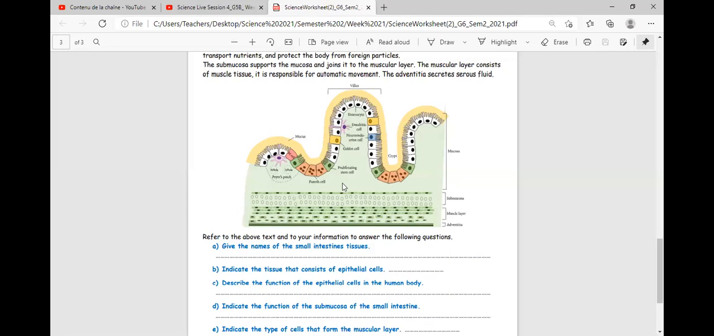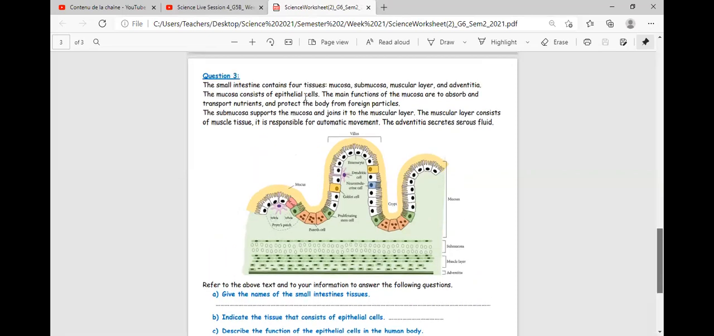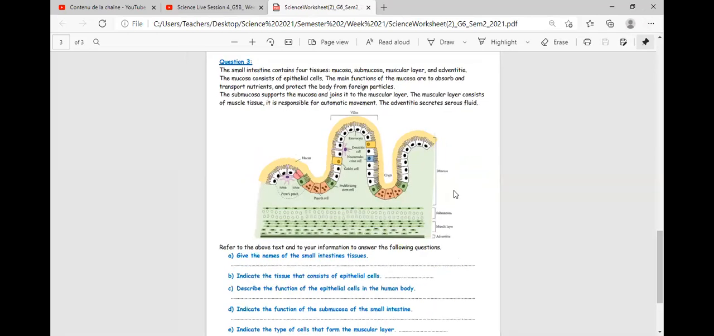Okay, yalla. What are the names of the small intestine tissues? Mucosa, submucosa. That's right. Bravo. Muscular layer. We just copy the names of the tissues from the text. Muscular layer, and adventitia. What's the name of the tissue that consists of epithelial cells? The mucosa, right. You are getting this information from the text. We don't memorize this. The mucosa consists of epithelial cells. That's why I gave this answer right here.